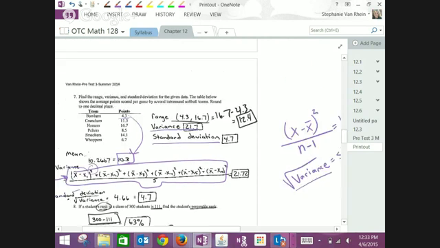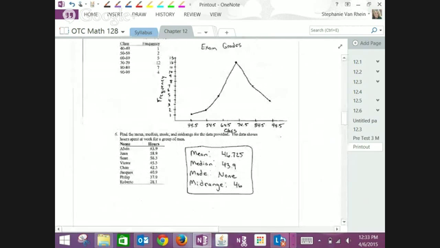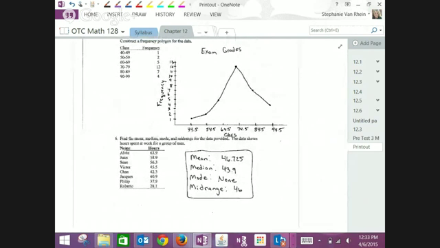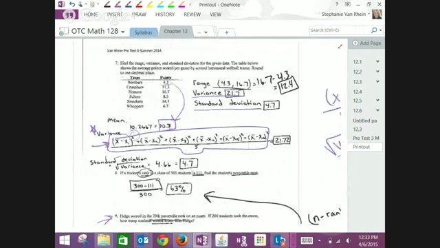Any other questions? Mid-range, you add the lowest and highest together, divide by 2. Range, you take the highest minus the lowest.